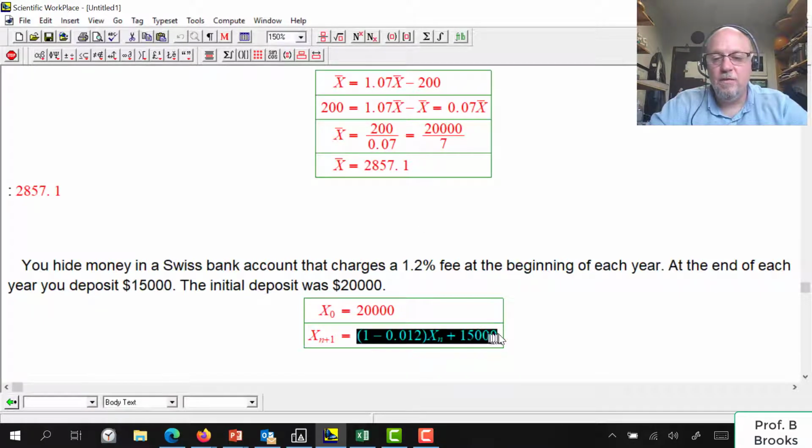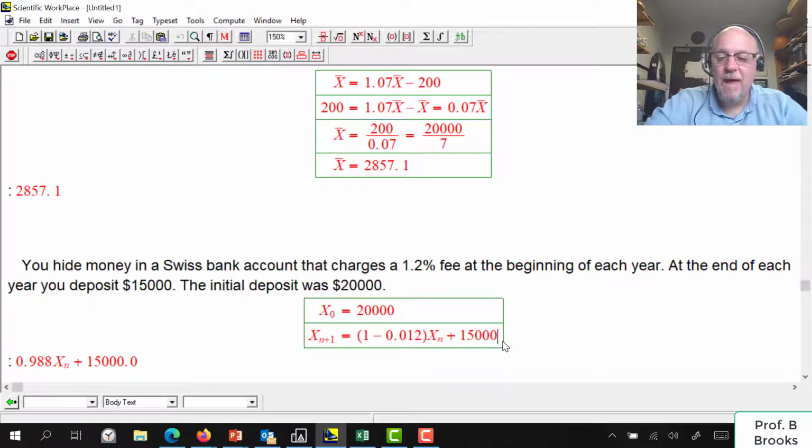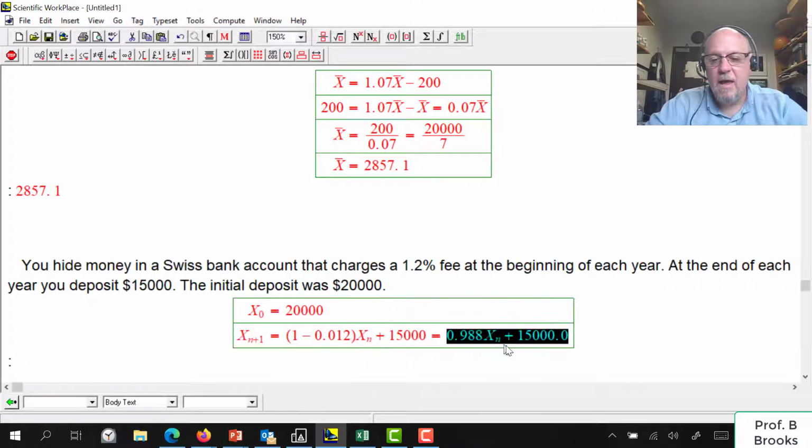If I simplify this, I can find my A and my B. Again, I'm trying to model this all with first order linear difference equations. And I see that my A is 0.988.